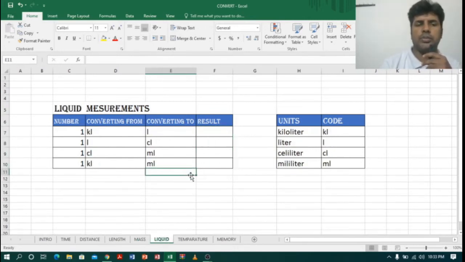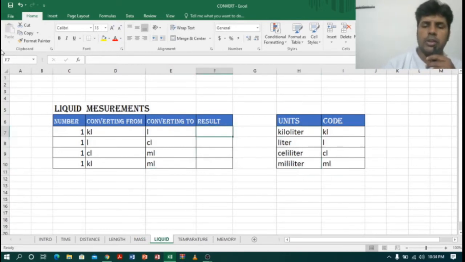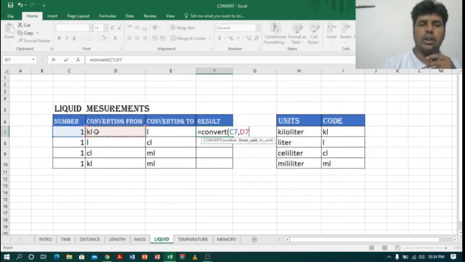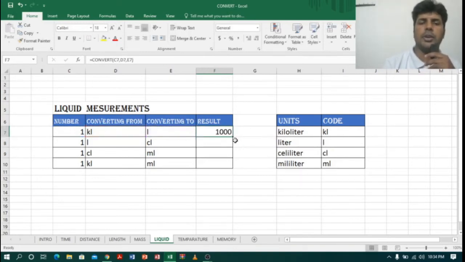Next, let us go to liquid. We have kiloliters, liters, centiliters and milliliters. Let me type again =CONVERT, open bracket, select the first cell C7, next cell D7, next cell E7, close bracket, enter. Nice. Let me drag this one. So 1 kiloliter is 1000 liters, 1 liter is 100 centiliters, 1 centiliter is 10 milliliters, and 1 kiloliter is nearly 10 lakh milliliters. 10 lakh means 1 million. Nice. So let us move to the next one.